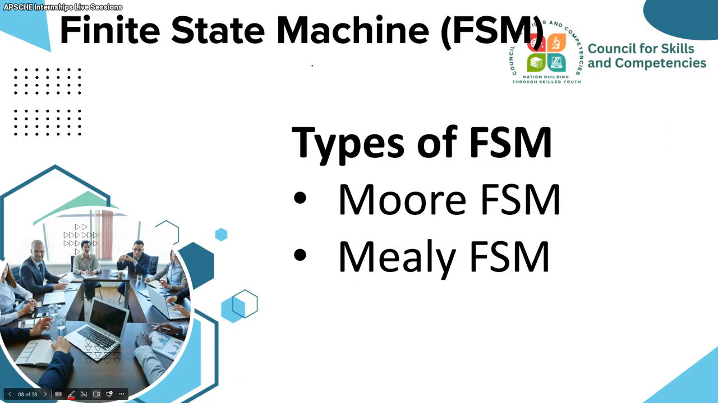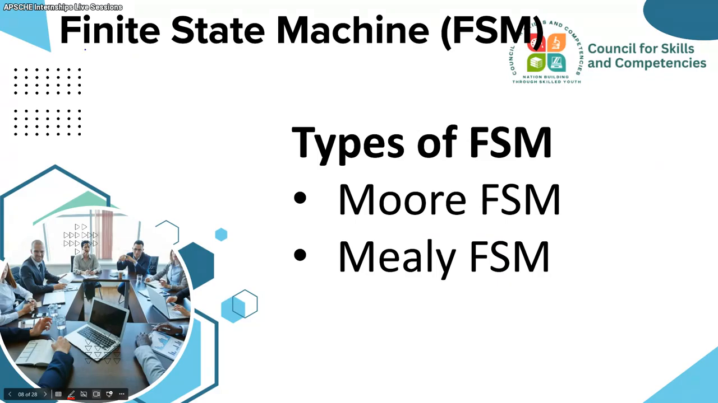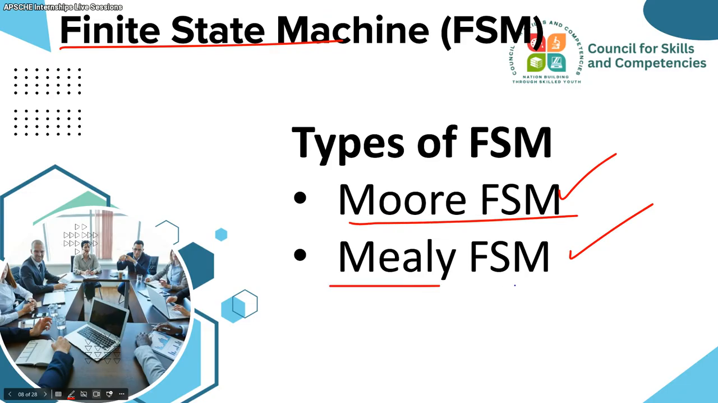We tried to understand what a finite state machine is. There is a state, and it can change the state, and it is predetermined and deterministic. All these things it wants to behave. Now there are two types of machines. One is the Moore machine, another one is the Mealy machine. So now we will try to understand what the Moore machine and the Mealy machine are.